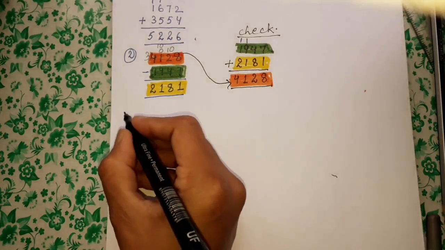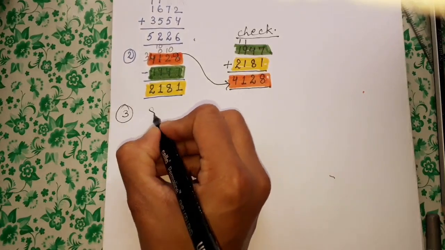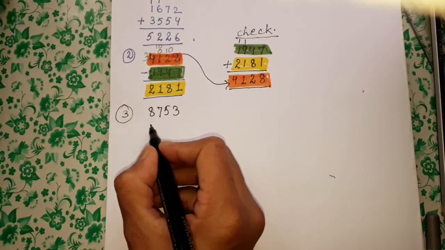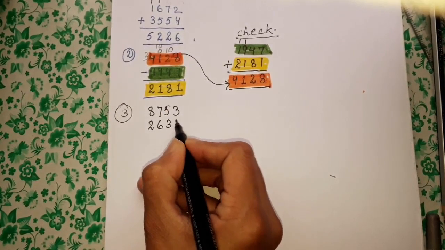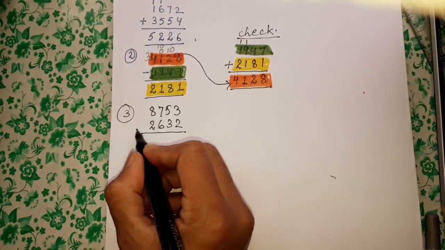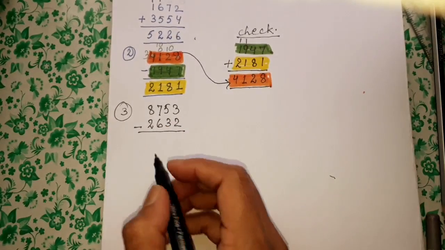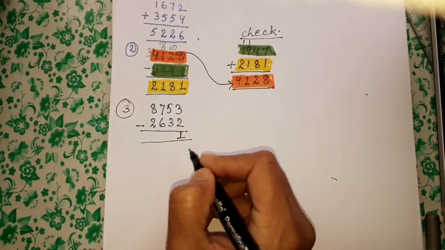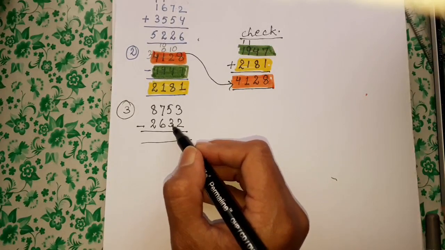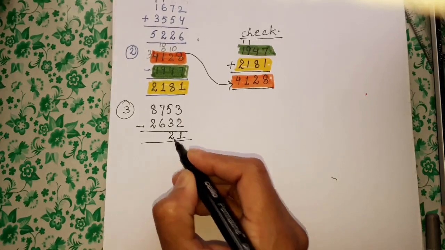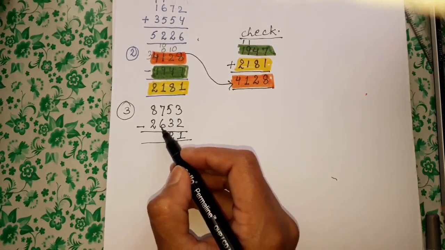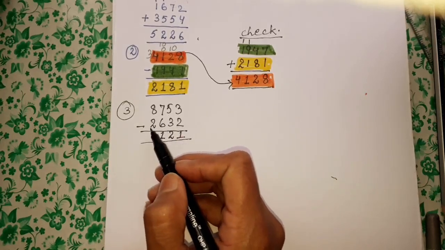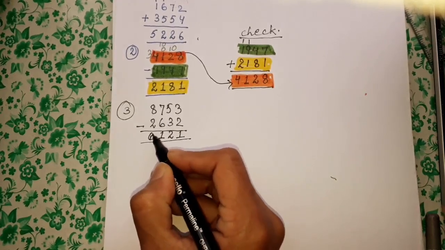Let's take our third example. We have a number 8753 and here the next number is 2632. The next process, what we have to do? We have to do subtraction here. When we subtract 2 from 3, we get 1. And when we subtract 3 from 5, we get 2. When we subtract 6 from 7, we get 1. And when we subtract 2 from 8, we get 6.